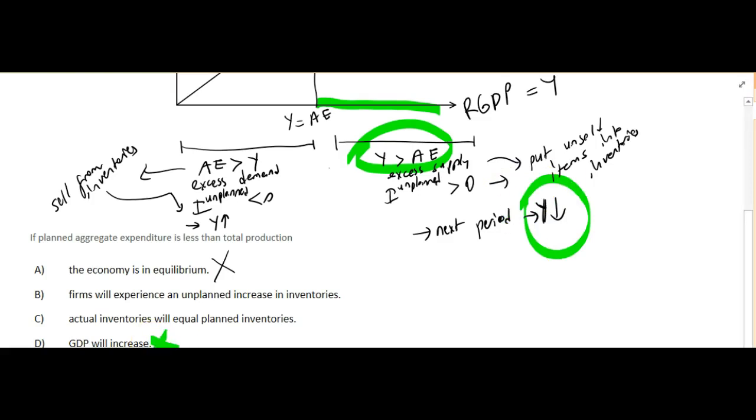So this is not a good answer. GDP should go down. When we are talking about output, we are talking about real GDP. So what is going to happen? This is the best answer.